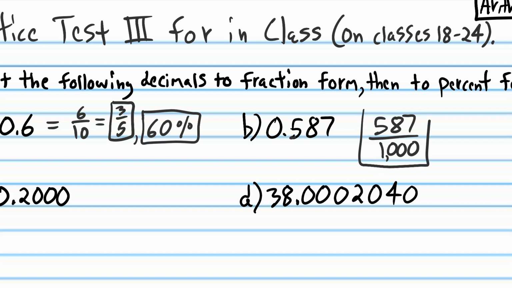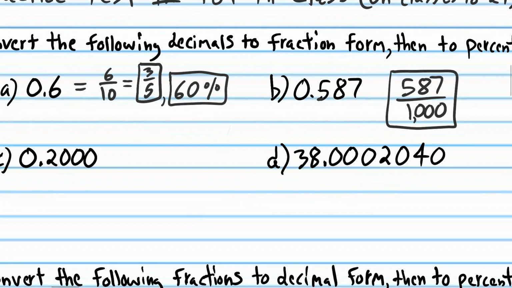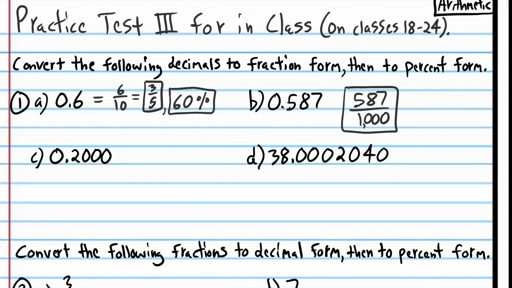So again, in the last problem I changed to a percent first, but it's actually better to probably change it to a fraction first, so I'm doing that. So now we change to a percent. To change to a percent, again, you just move the decimal 2 places over. So we have 58.7%. And be sure to add your percent sign. It's not a percent unless you add the percent sign. So if you got those answers, good job.